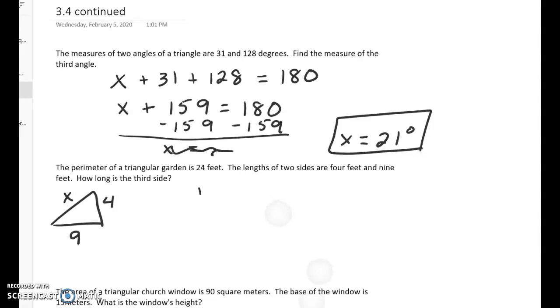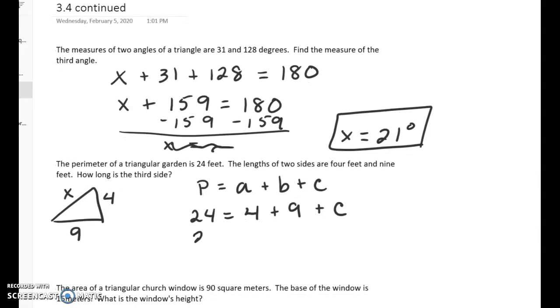So the perimeter for a triangle, you're going to add up all three sides. We know the perimeter this time. It's 24. We know one side is 4 and one side is 9 feet. We don't know the other side. Now, perimeter is a linear measurement, so it's going to be measured in feet or inches or miles or something like that. This is an equation we can solve.